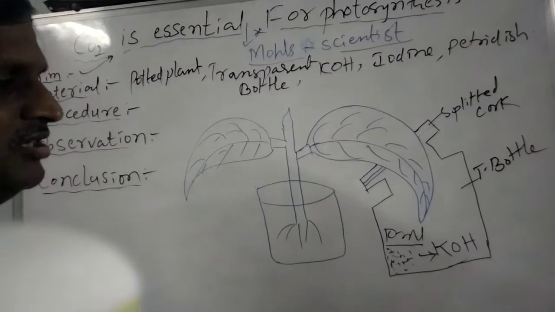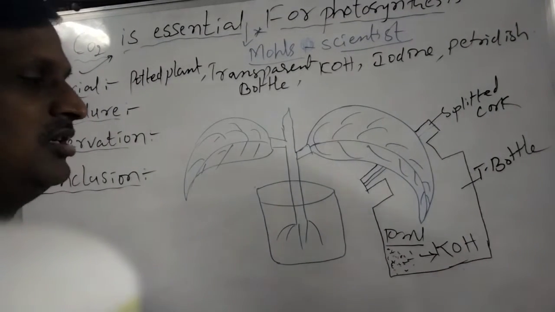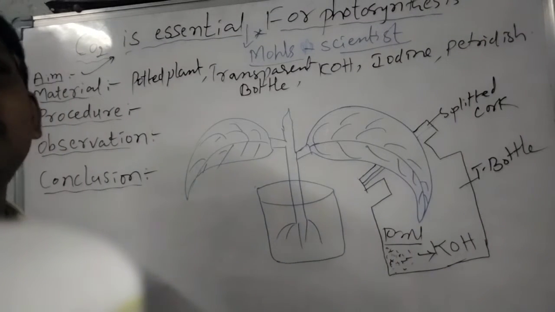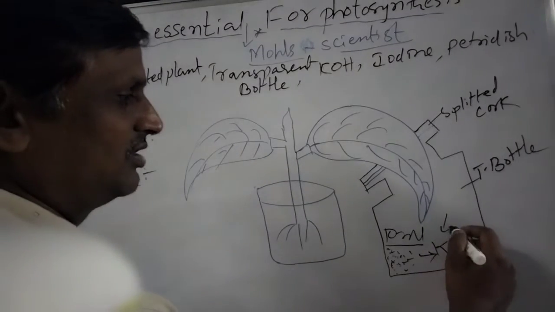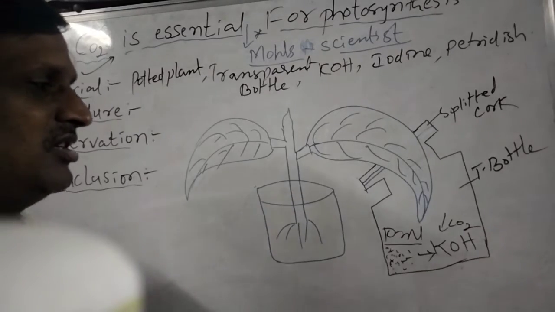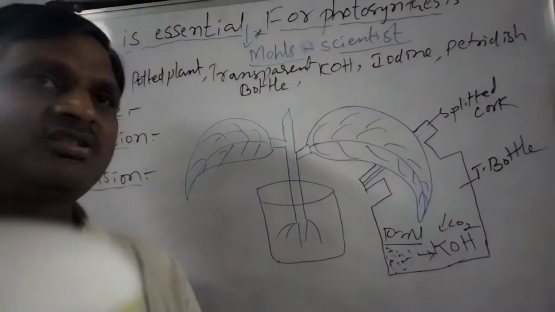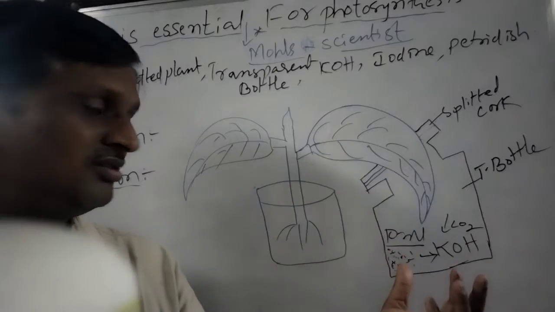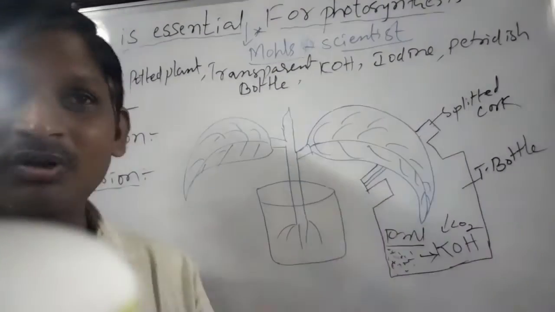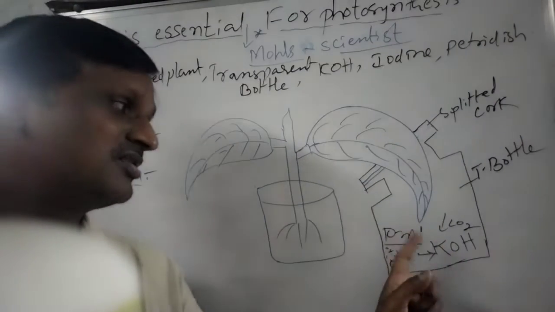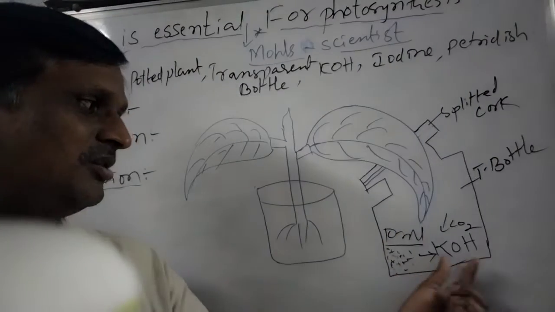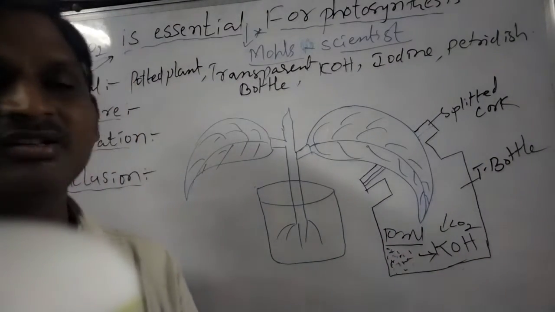So why have we taken the potassium hydroxide solution in the bottle? Because potassium hydroxide is a good absorber of carbon dioxide. Potassium hydroxide absorbs all the carbon dioxide from the bottle. Suppose it is an empty bottle, that empty bottle has some air. In the air there might be some carbon dioxide. That carbon dioxide should not be present in the bottle. That's why potassium hydroxide is taken into the bottle, as a good absorber of carbon dioxide.